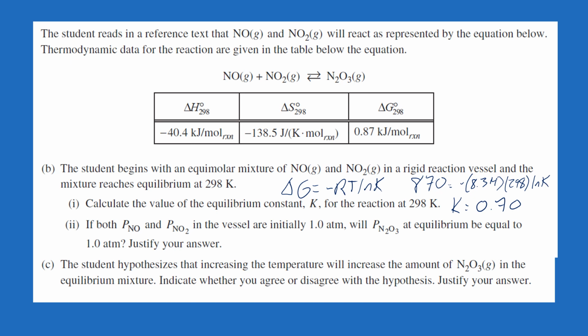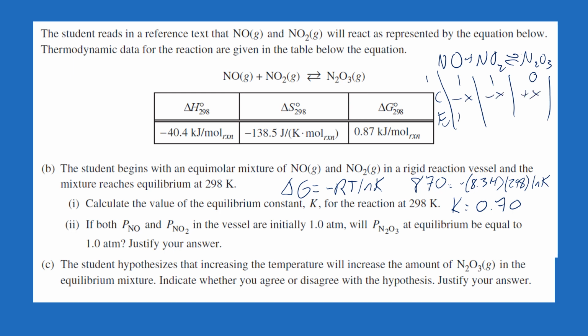Okay, so now if both the pressure of the NO and the pressure of NO2 in the vessel are initially 1, will the pressure of N2O3 at equilibrium be equal to 1? Justify your answer. You could use an ICE chart here if you want. They told us we're initially at 1 and we don't have any of this stuff to begin with. This will go down by x, and up by x.